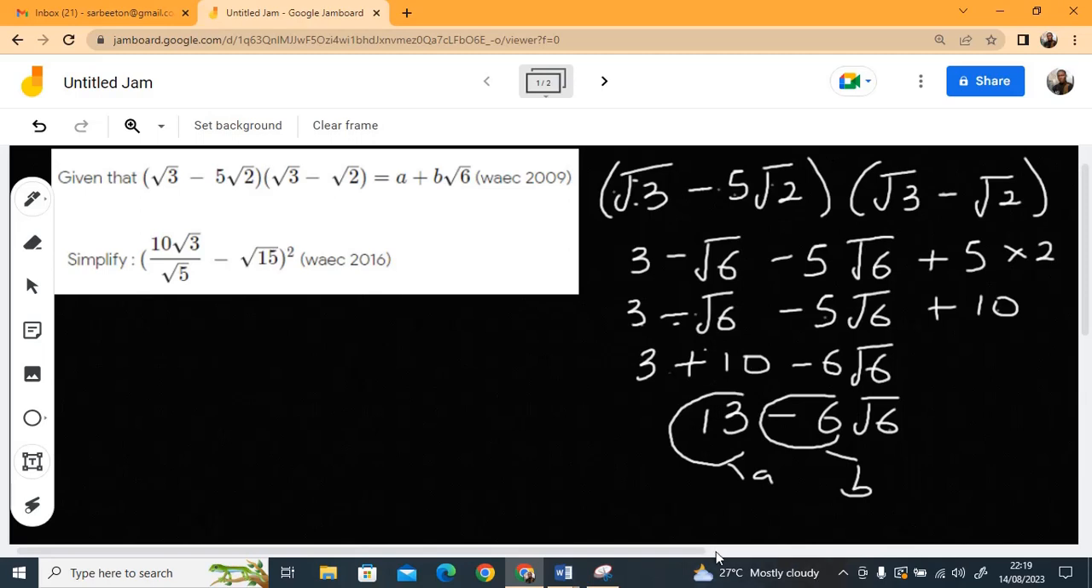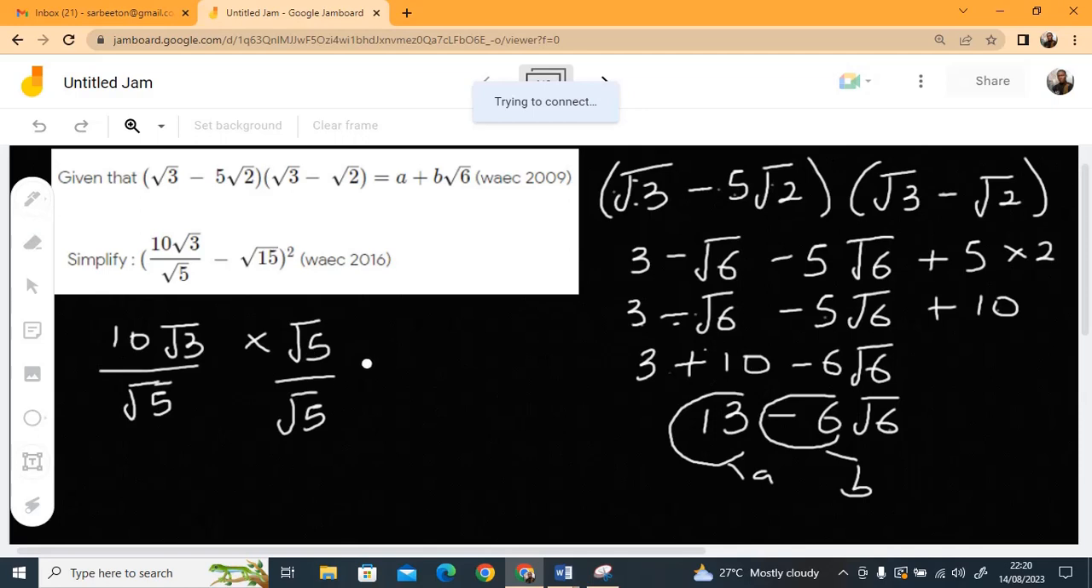Now let's move on to our next one here. You have to solve this. If I were you, always rationalize this one. So I can rationalize 10 root 3 over root 5. I told you anytime you have a surd at the bottom, just rationalize. And to rationalize, I'll multiply both of them by root 5. So this is going to be root 5.